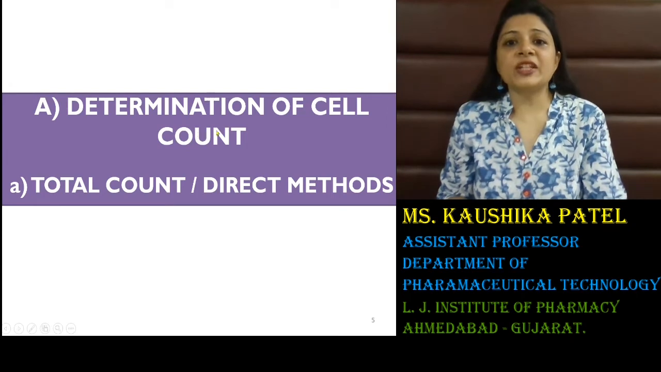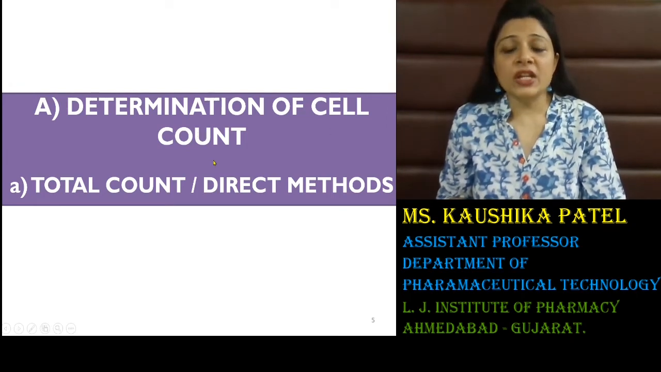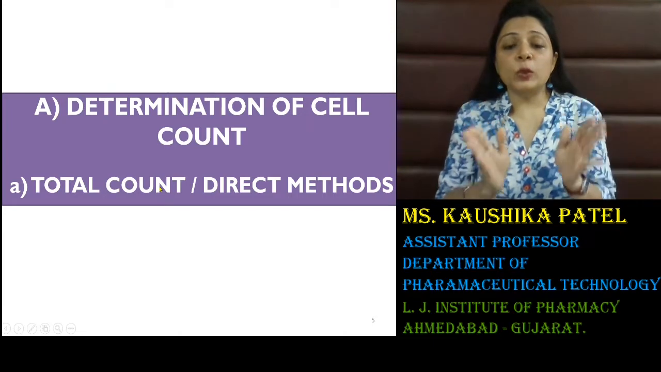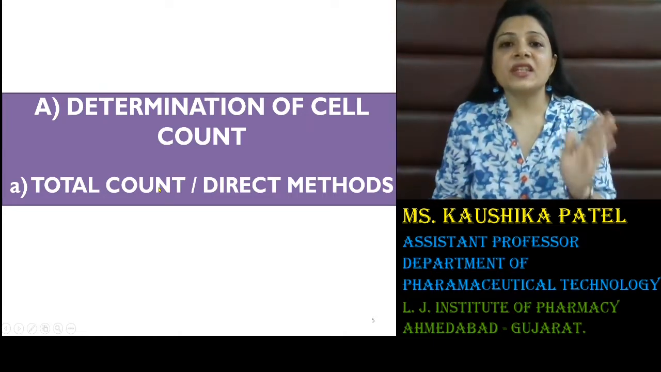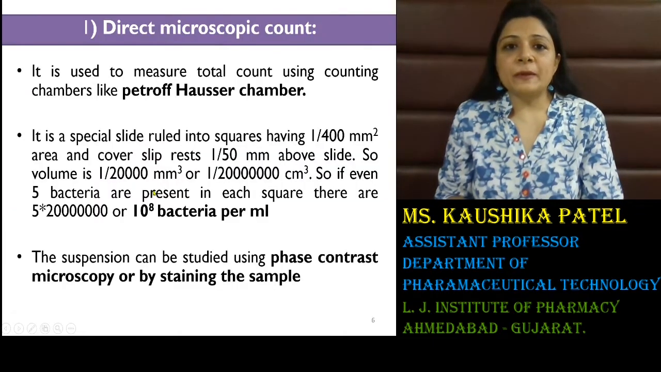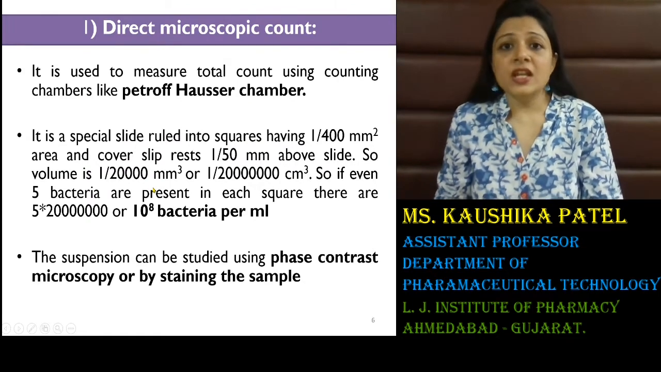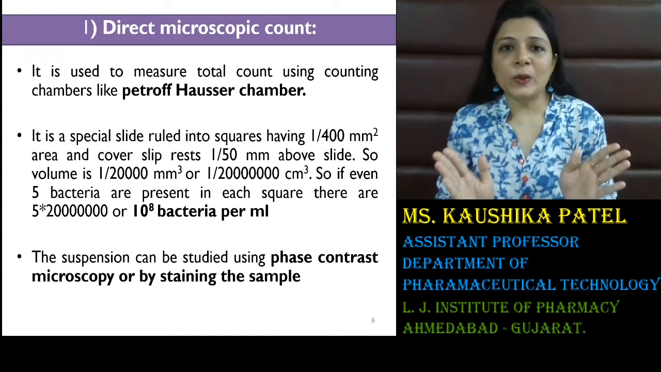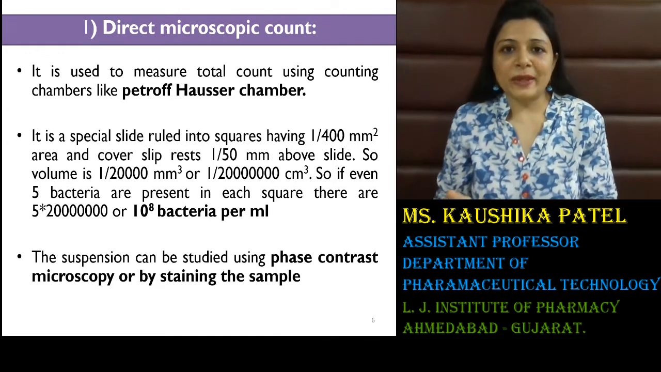So the first approach is the determination of cell count. If we are counting the cell number by direct methods, that is known as the total count method, we are counting both the living and dead cells present in the sample. For that purpose, we have two different methods: the direct microscopic method and the electronic counting method. So we will see both the methods one by one.